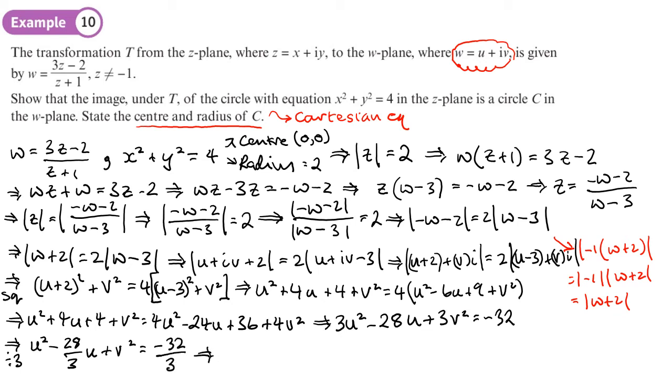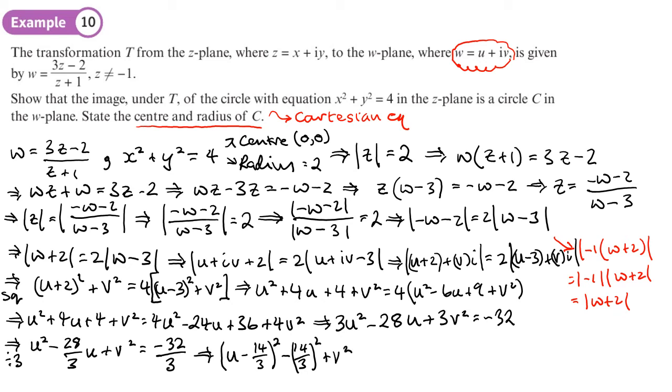Right, so let's complete the square. So this will be in brackets u minus half of 28 over 3 is 14 over 3 all squared. So I need to subtract 14 over 3 all squared for this to balance. I don't need to complete the square on the v squared.